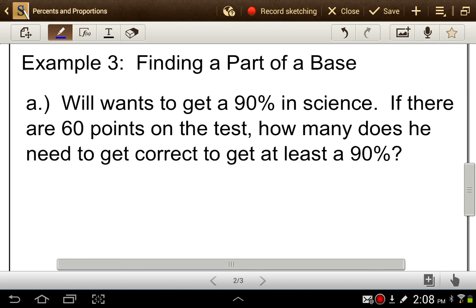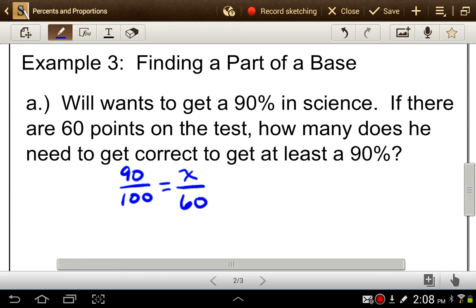Okay, well, I'm going to set up the same way. Percent over 100. 90 over 100 equals my part, which is what I'm looking for. What part does he need to get? I don't know, so I'm going to use my variable x over 60, my base amount of points. That's how many points my test is worth. That is how much it is out of.